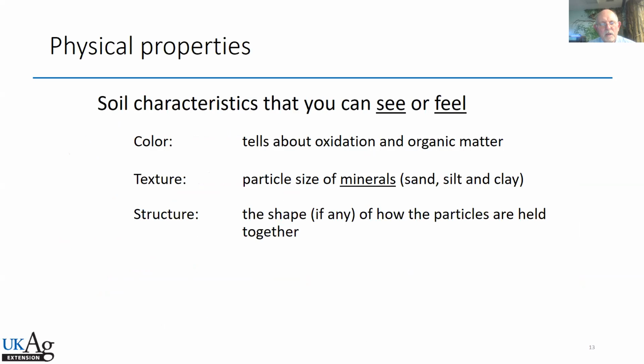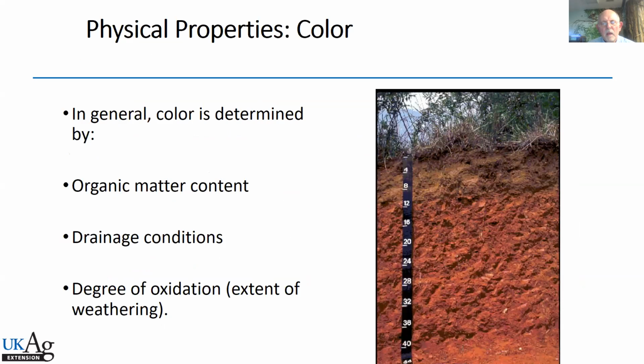When we begin to look at the physical properties of soil, something that we can see and feel, we often think of these 3 individual items: color, texture, and structure. We'll get into those individually. As you look at color, the photograph on the right shows a soil with maybe approaching a foot of darker topsoil material and basically a deep red subsoil.